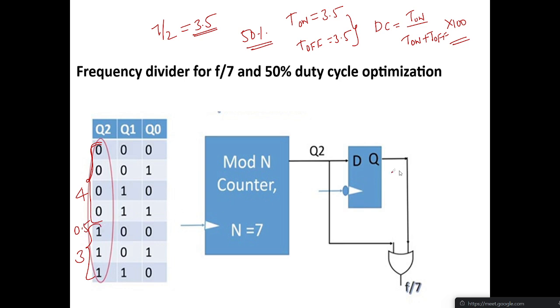So for that you are using a negative edge trigger D flip flop. Is it fine? Yes, sir. Okay. Next.